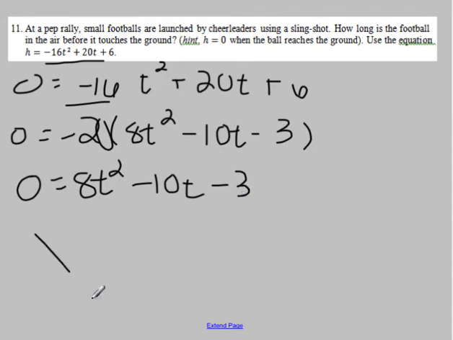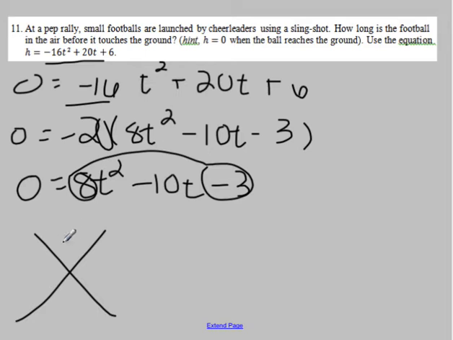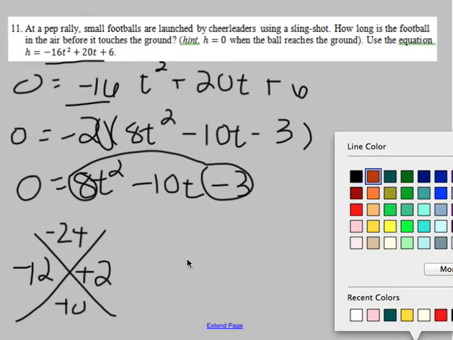So now I can go ahead and set up my x. So I'm going to take 8 times a negative 3 to get a negative 24, and adding to a negative 10. So what's going to do that? We need a positive and a negative. So I'm going to do negative 12 and positive 2. So now I'm ready to factor by grouping.